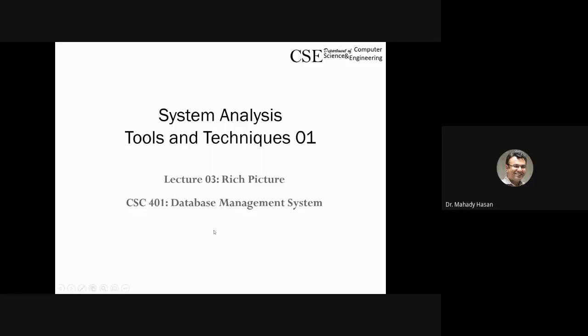We are trying to show you how we would be doing system analysis. Basically, it's not how we would be doing system analysis, rather we should be saying a few aspects of system analysis that can be done, and that is basically our key intention. So we want to show you how we can perform system analysis. The very basic knowledge of system analysis should be discussed here. So the very first lecture is rich picture.